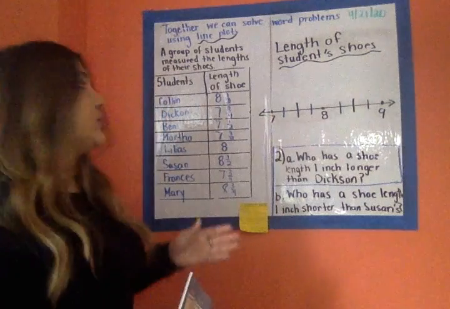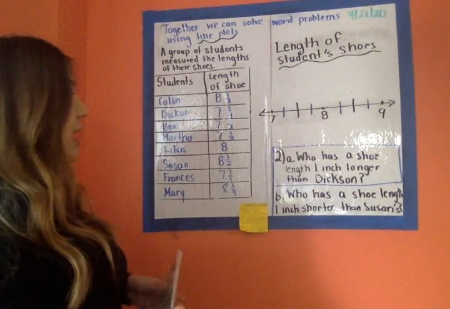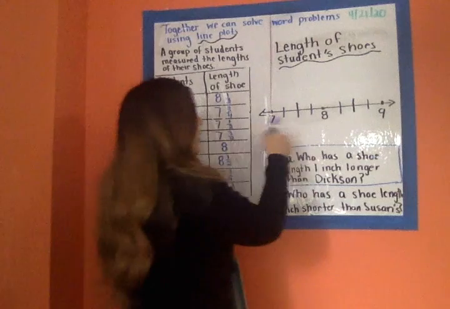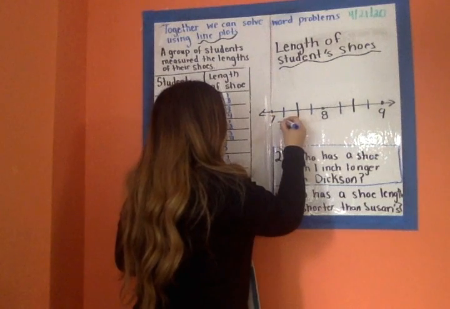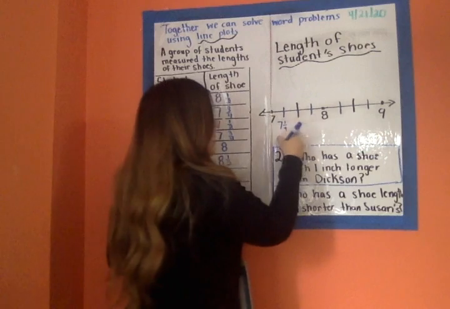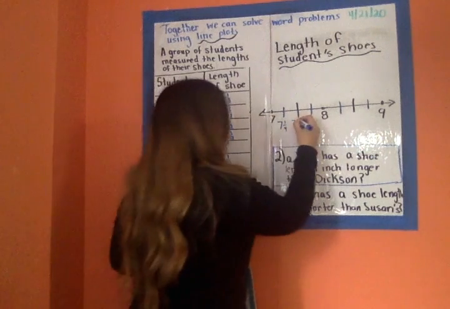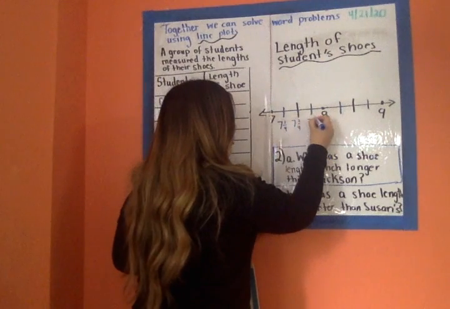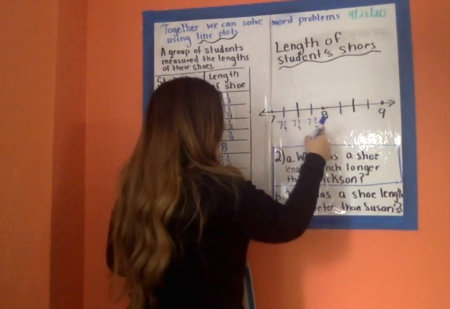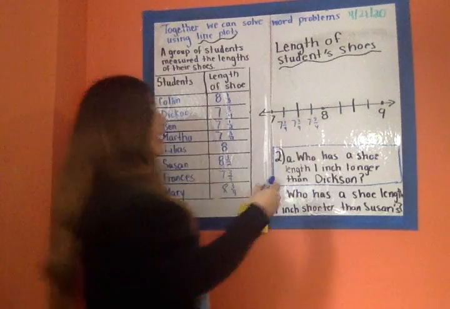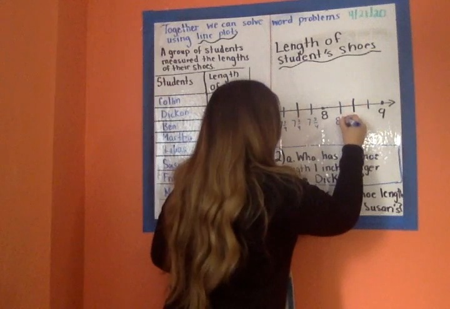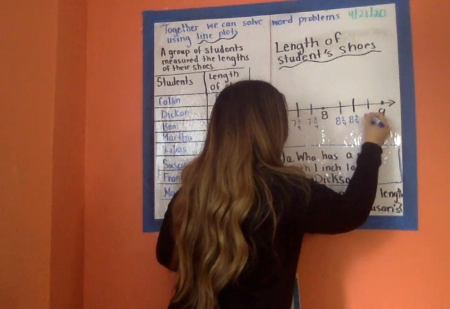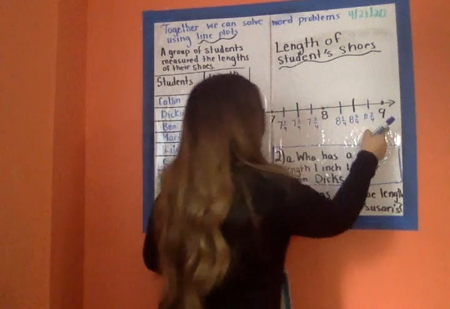Now, I want to also make sure that I'm labeling each tick mark. So I have 7 here, and then this becomes 7 and 1/4. This becomes 7, if I want to continue on to fourths, 2/4, right? We have 7 and 3/4. Then we have 8. What do you think this becomes? Yeah, 8 and 1/4. 8 and 2/4. 8 and 3/4. And I'm going to leave this as 9.